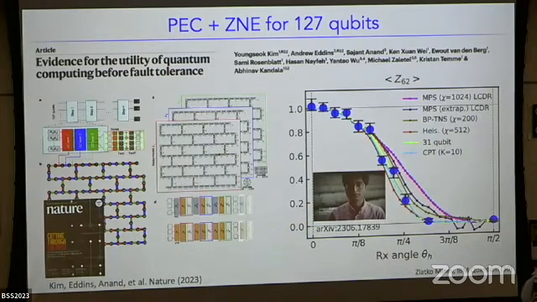Pardon? Given my solution, can I verify it? Well, this circuit is quite large, deep and complicated and very entangled, and the observables are high weight. So this one is hard to verify on my classical computer.